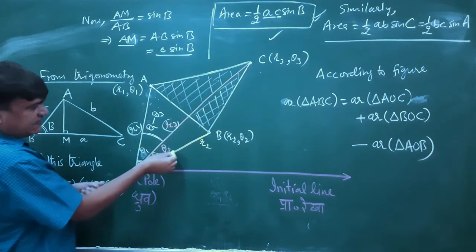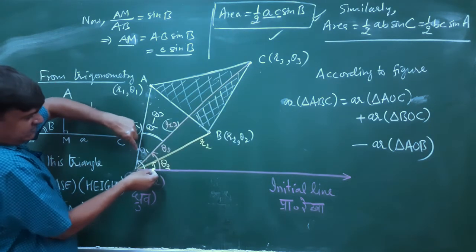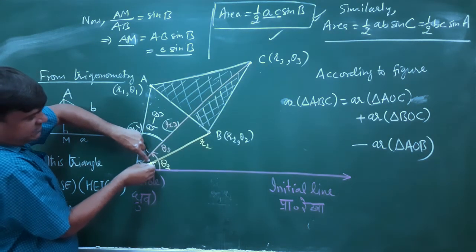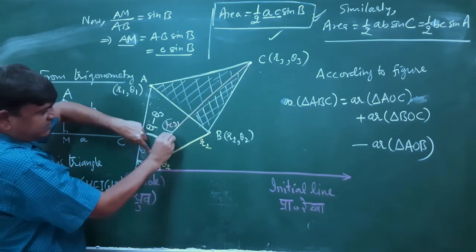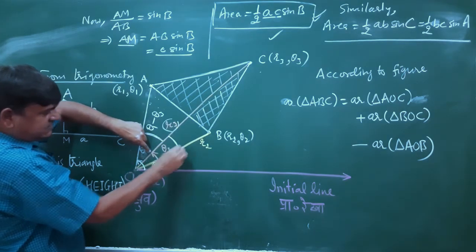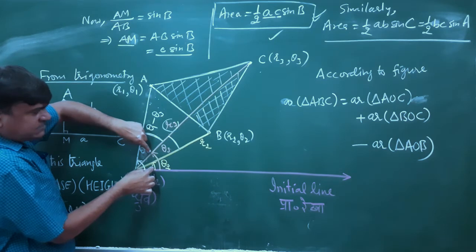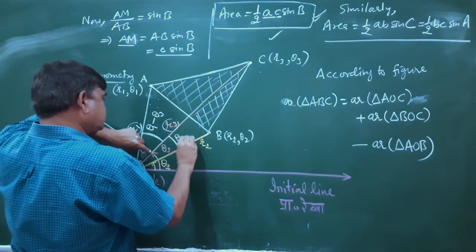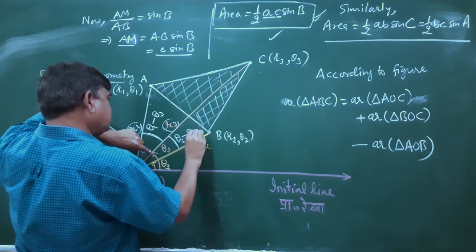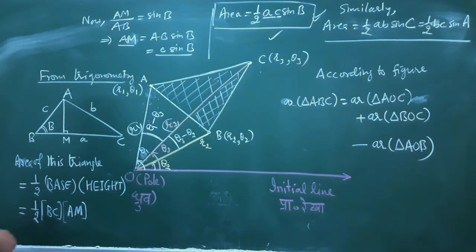Similarly, this yellow angle up to this is theta 2, and here it is theta 3. So this angle is theta 3 minus theta 2. Theta 3 minus theta 2. Okay, so we write all the things.